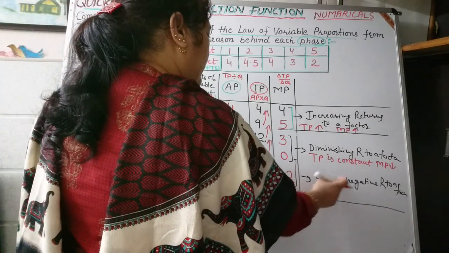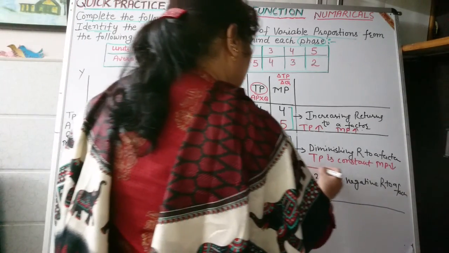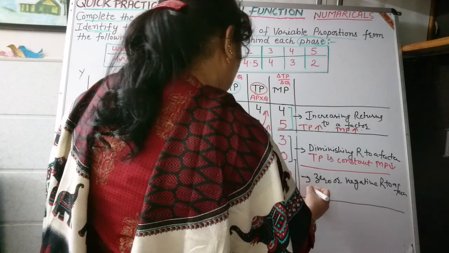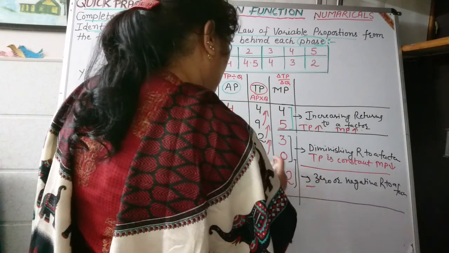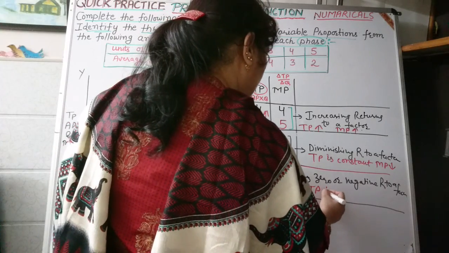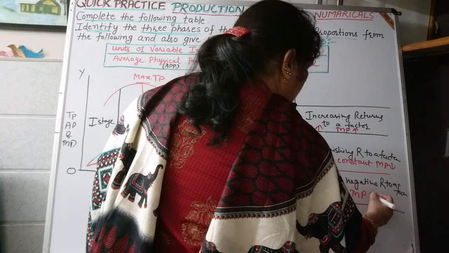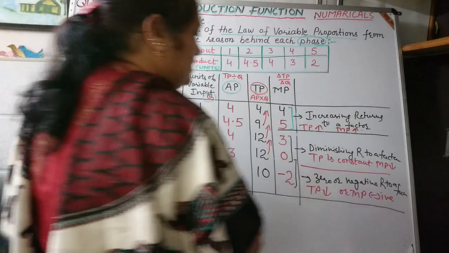Why do zero or negative returns operate? The causes are TP diminishes or MP becomes negative. So these are the causes.